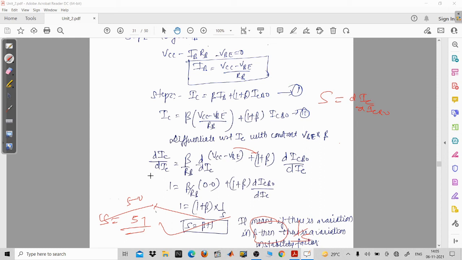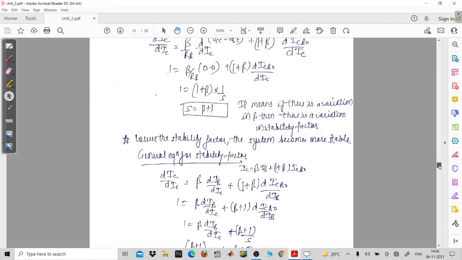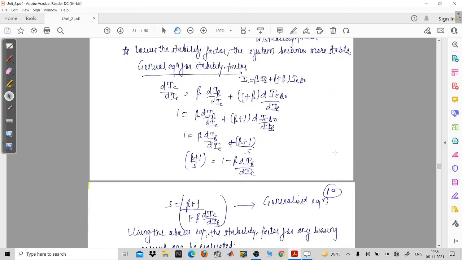So there is one more way to find the stability factor. We can always also go for the generalized equation for the stability factor. So that we will try to understand now. So now we will be finding the generalized equation. How to find that? You can see you are having IC equals beta IB plus (1 plus beta) into ICBO. You just take the differentiation of this equation with respect to IC, keeping your beta and VBE as constant.